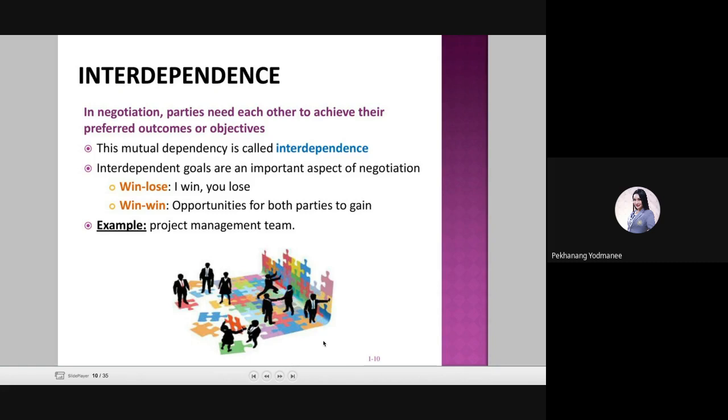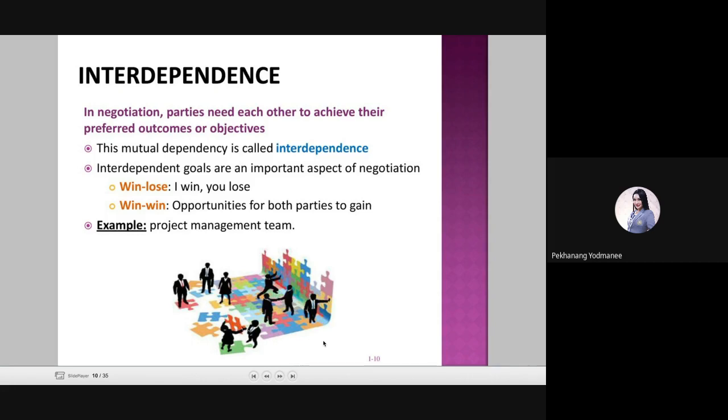Okay, one of the key characteristics of negotiation situations is that the parties need each other in order to achieve their preferred objectives or outcome. That is, either they must coordinate with each other to achieve their own objectives, or they choose to work together because their possible outcome is better than they can achieve by working on their own, right? When the parties depend on each other to achieve their own preferred outcome, they are interdependent.